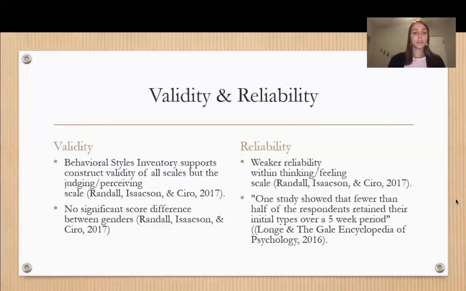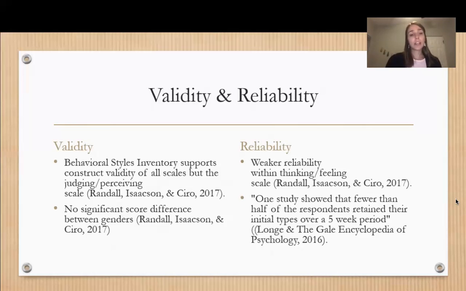Now we move on to validity and reliability. So the validity: the behavioral styles inventory supports the construct validity of all scales but the judging and perceiving scale. There also hasn't been a significant score difference seen between genders, so that's good for the validity.